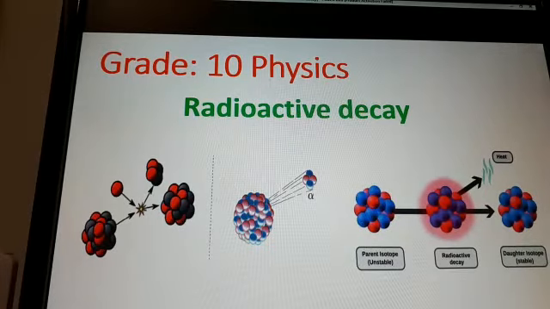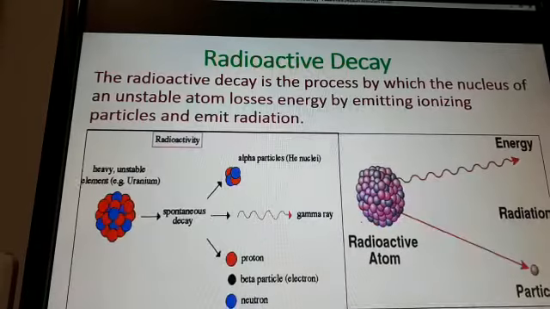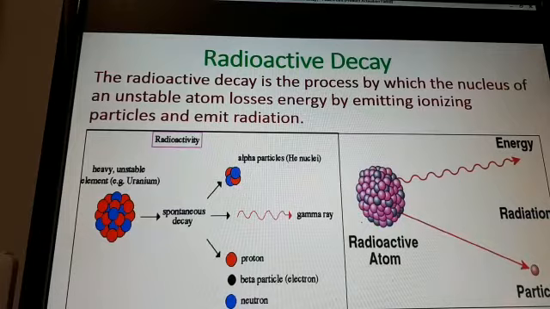This is grade 10 physics, radioactive decay. In the last video I explained about radioactive emission, the three types of particles: alpha, beta, gamma. Now we have to discuss radioactive decay. What is meant by radioactive decay?